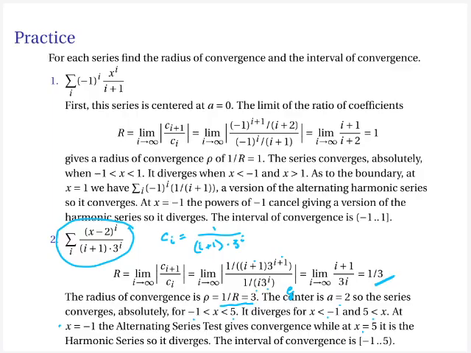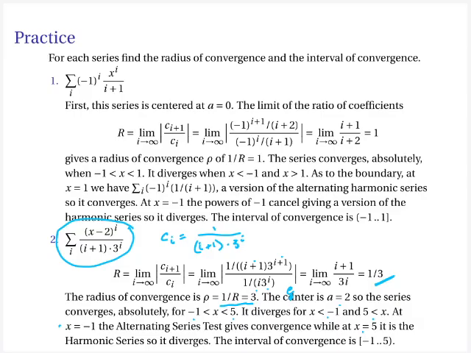videos. We've been getting series of all numbers, no x's, and we recognize what we have. So when x equals minus 1, the alternating series test gives convergence, while when x equals 5, you're looking at a harmonic series, so it diverges.